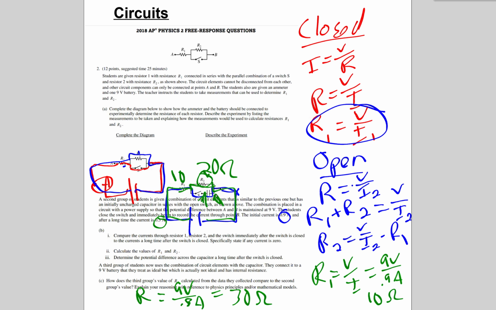So V equals IR. The I is 0.3 amps after a long time. The R is 20 ohms. So 0.3 times 20 is 6 volts. 6 volts.